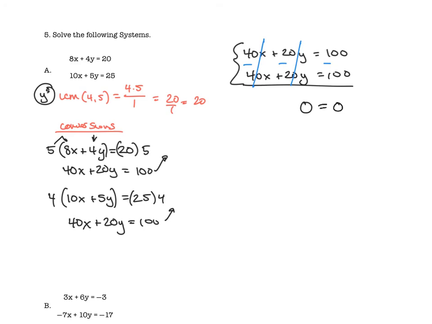So therefore, because I have the same equation, all x's and y's on both of those equations are identical. So these are called coinciding lines, but the answer is infinite solutions. Okay, so there are infinite solutions here.